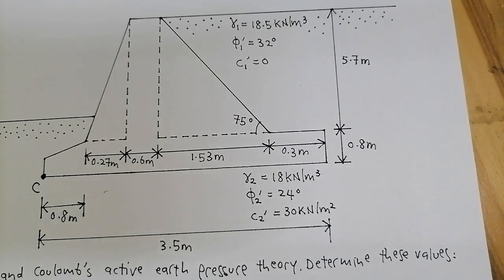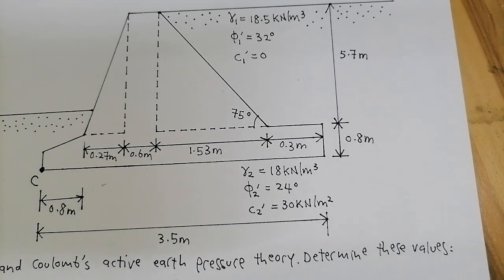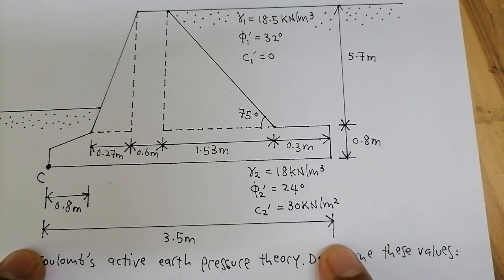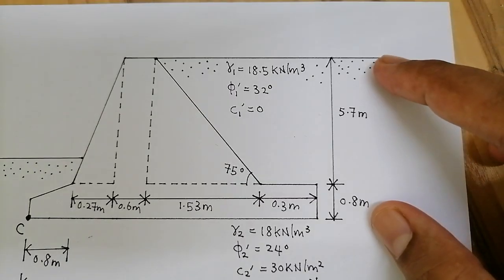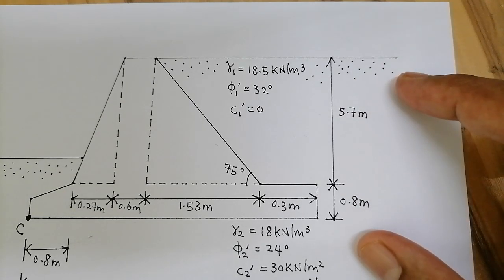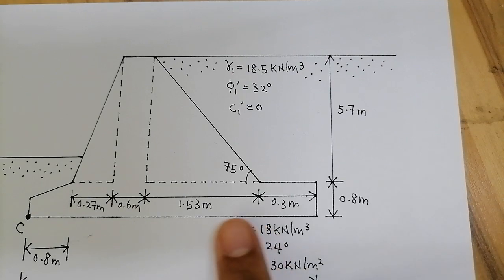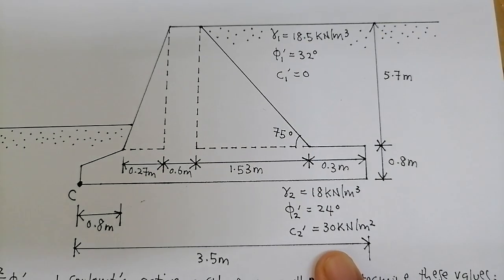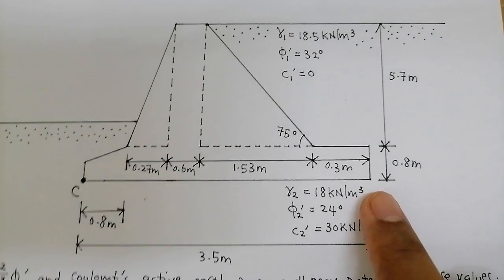All right. So all the dimensions are given. For example, the width is 3.5. The total height is 5.7 plus 0.8, which is 6.5, and things like that. You can see from here. I don't have to read one by one, isn't it? And this is point C. Point C is the toe of the wall, and this is the heel.